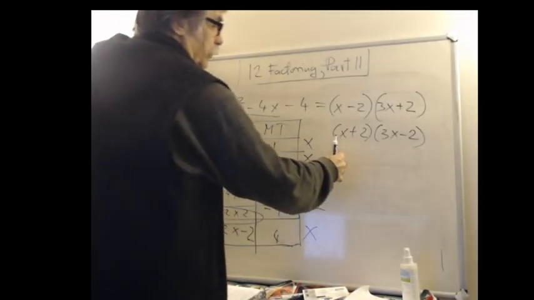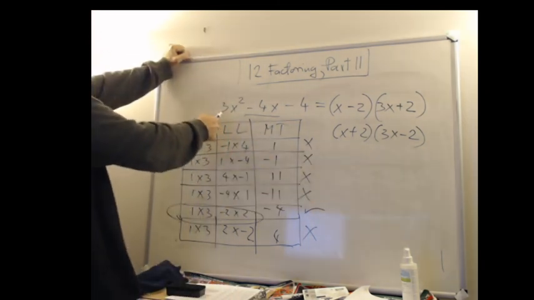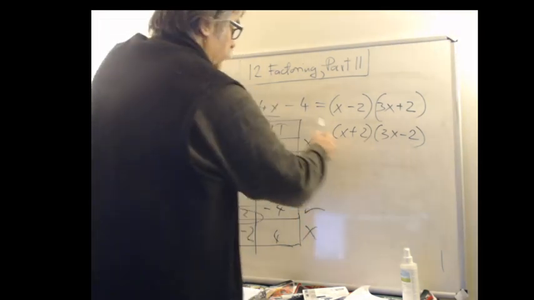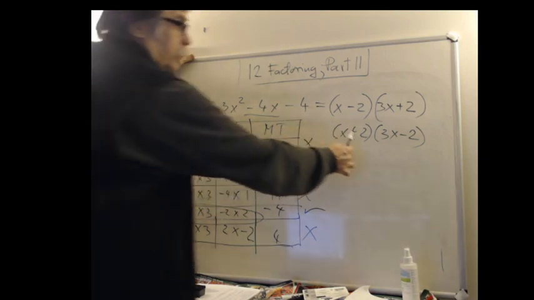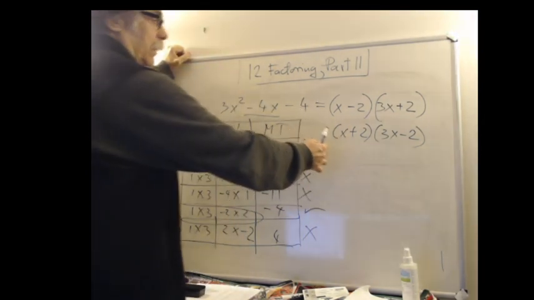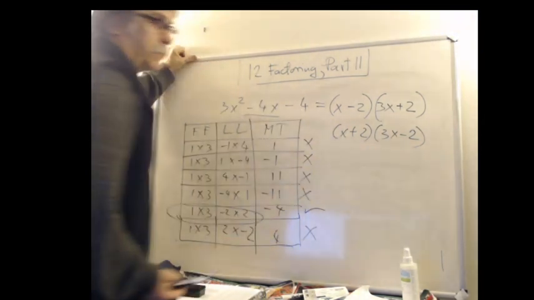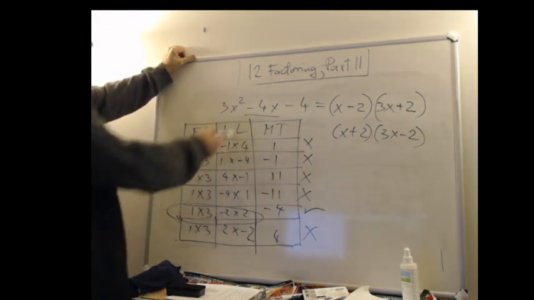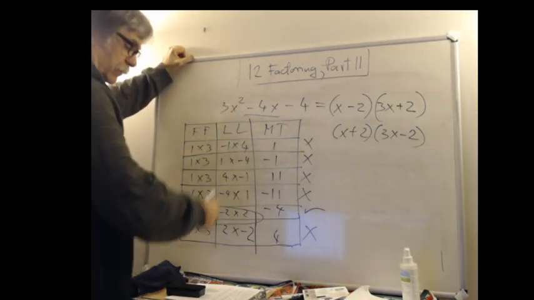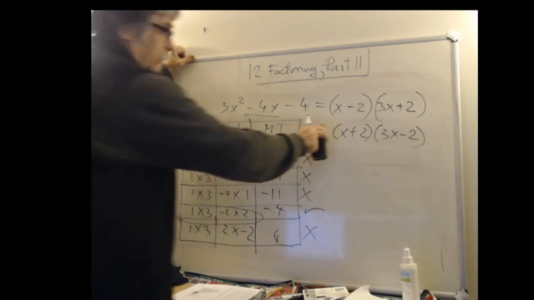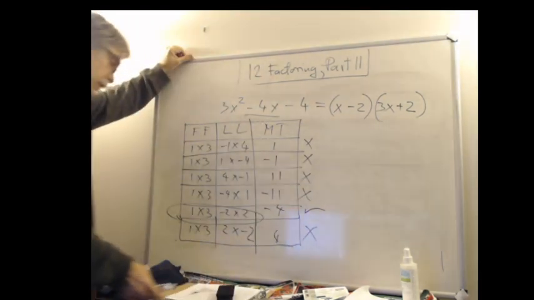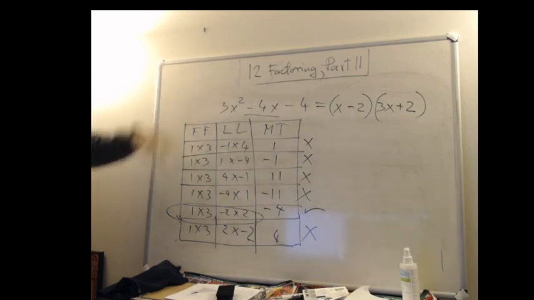Just say what is going to be. x times 3x is 3x squared, perfect. 2 times -2 is -4, perfect. 2 times 3 is 6x, and x times -2 is -2x. So 6 minus 2x is 4x. -4x, not 4x, right? Just a slight misplacement. And you get this result here, which is not the correct one.